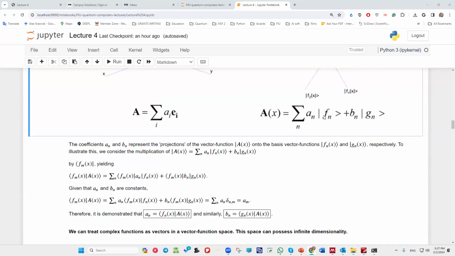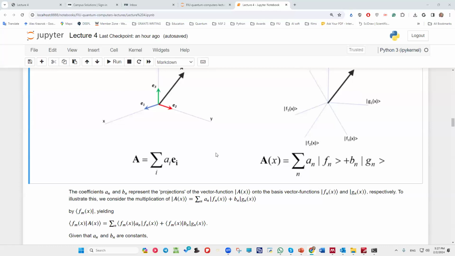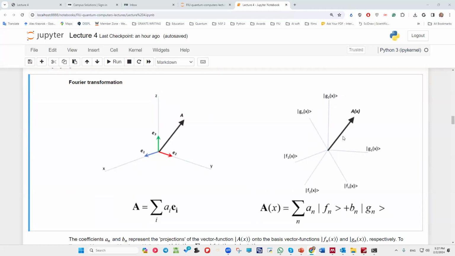So we say that we can represent any function using this approach of a vector function basis. But how do I find these an and bn coefficients, right? These an and bn coefficients are the projections, and I quote this word projections, of this function on each of these basis vector functions.